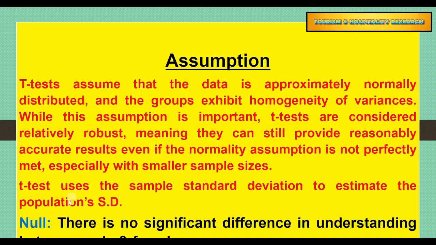So let us have a null hypothesis over here. That is, there is no significant difference in understanding between the two groups which are male and female. The categorical variable was gender, under which I have two categories, male and female. And there has to be a continuous variable on which we will compare and see whether there is a difference between males' perception and females' perception on that continuous variable.